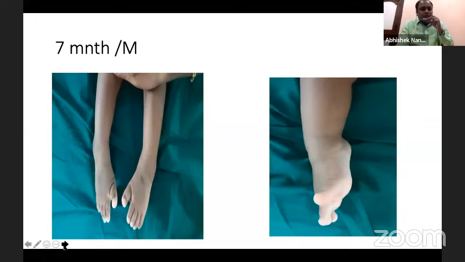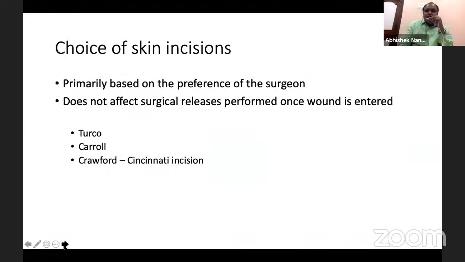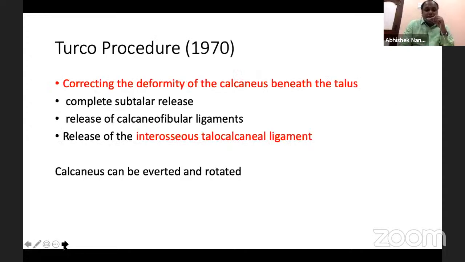So when we start our discussion of posteromedial release, as Sir has already told, the choice of the incision varies. It is the surgeon's preference. Turco gave this incision, which we call Turco's incision, in 1970. The principle he used was correcting the deformity of the calcaneus beneath the talus. So he was addressing it not in the talus, but beneath the talus. And he did a complete subtalar release of the calcaneofibular ligament, and release of the interosseous talocalcaneal ligament.